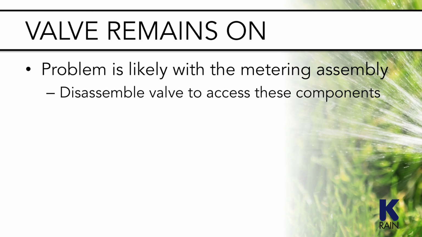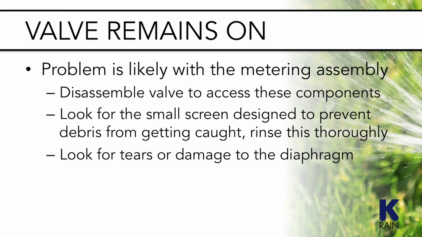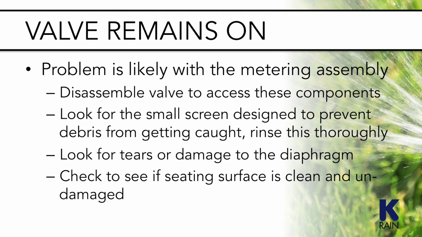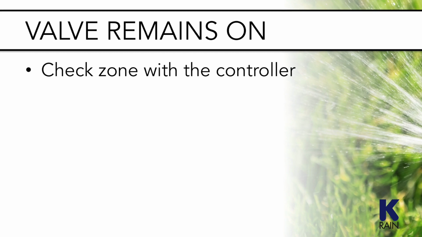You can find the metering assembly on the diaphragm by looking for the small screen designed to prevent debris from getting caught. Rinse this thoroughly to dislodge anything that might have got stuck in there. Look for tears or other damage to the diaphragm that would prevent it from closing properly. Check to see if the seating surface is clean and undamaged. Once you have replaced any worn or damaged parts and reassembled the valve, check the zone with the controller to ensure that it is working properly.